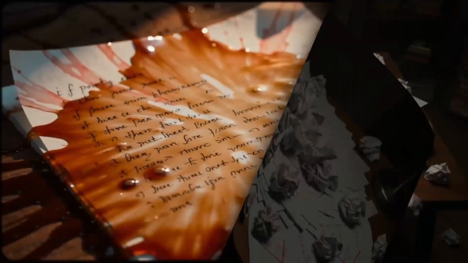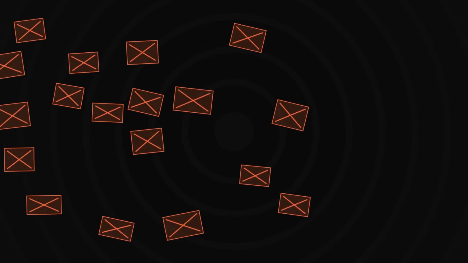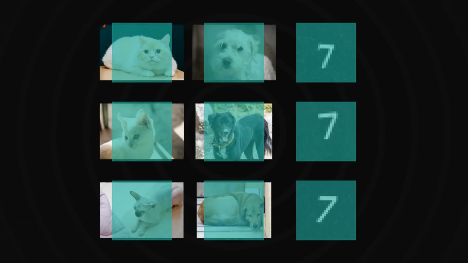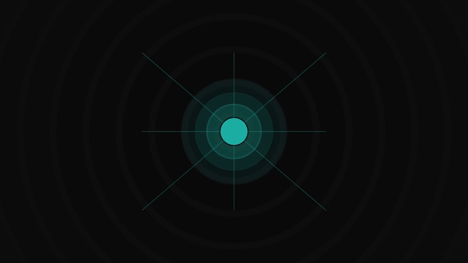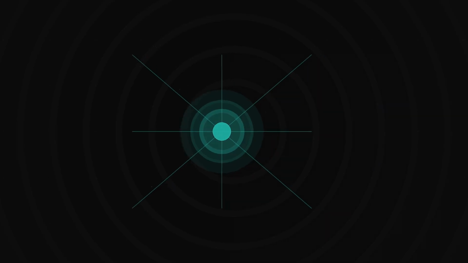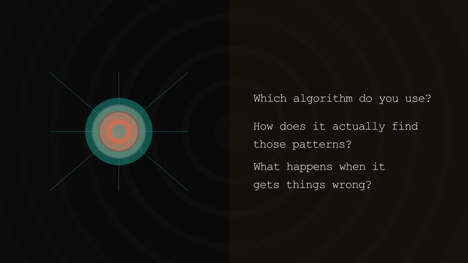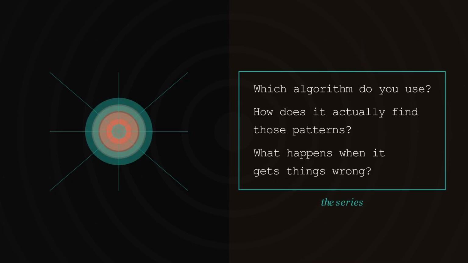So let's pull this together. Hand-coded rules break when the real world is messy. And the real world is always messy. The machine learning answer is to skip the rules entirely. Instead, collect labeled examples. Train a model to find the patterns in that data, and use those patterns to make predictions on new inputs. It sounds almost too easy, and in some ways it is. The hard questions come next. Which algorithm do you use? How does it actually find those patterns? What happens when it gets things wrong? Those are exactly the questions the rest of the series is going to answer.